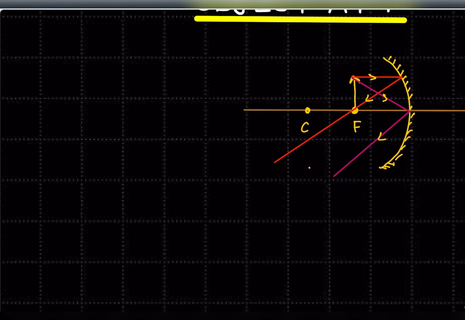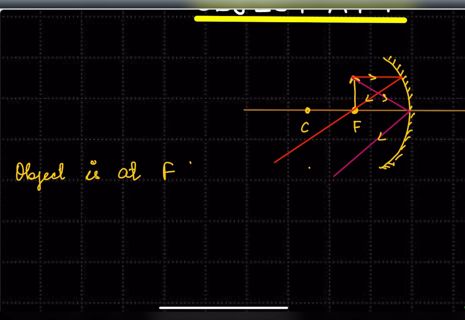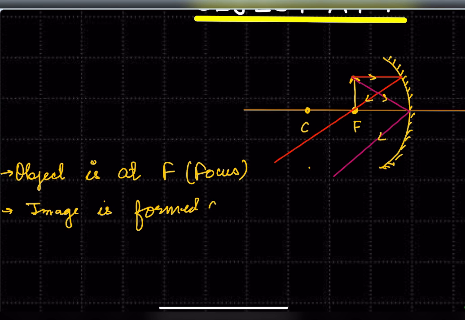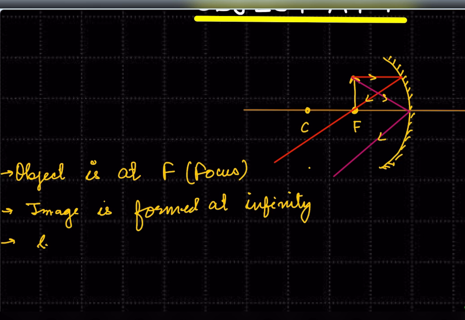So let us write down. What can we write down? Object is at F. F means focus. What else? Second point: image is formed at infinity. What else? We can say the size of the image. Let me write it down.